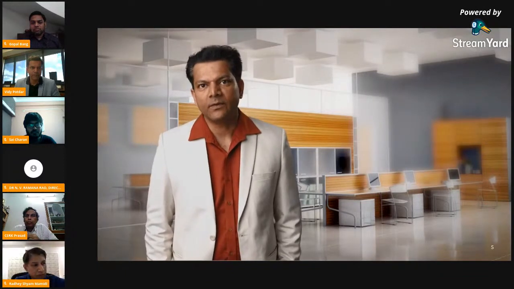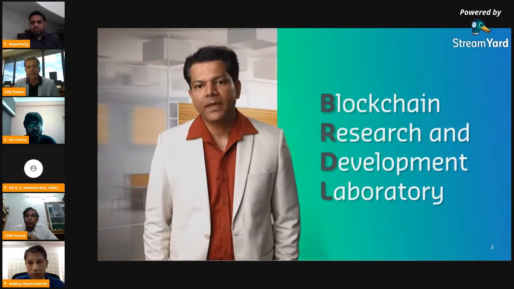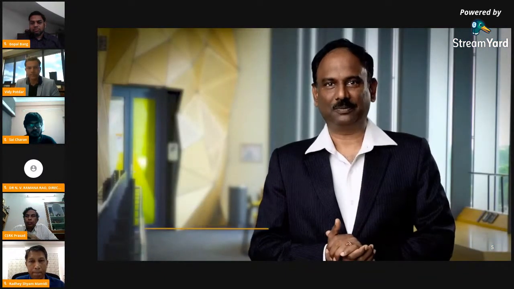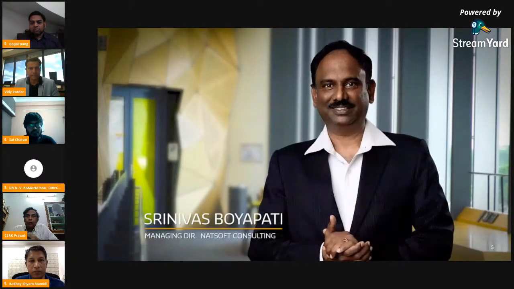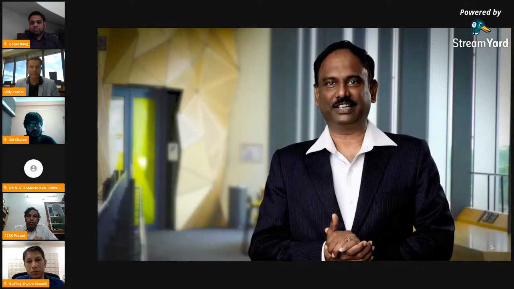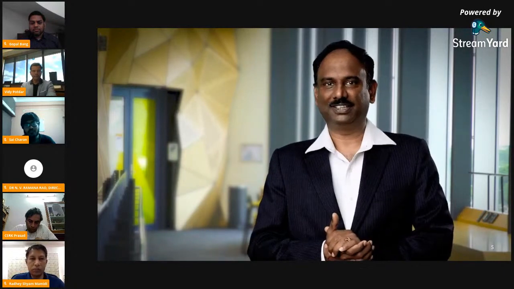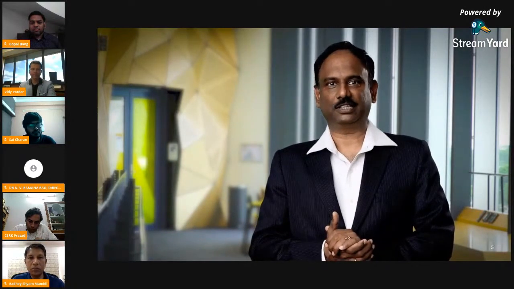We understand that there is a lot of demand for emerging and upcoming technologies like blockchain in industry and government, which is why we have launched Curtin's Blockchain R&D Lab. NatSoft is excited to collaborate with Curtin University and industry partners to make the Blockchain Research and Development Lab an innovation hub for solving real-world industry problems using blockchain and other disruptive technologies.